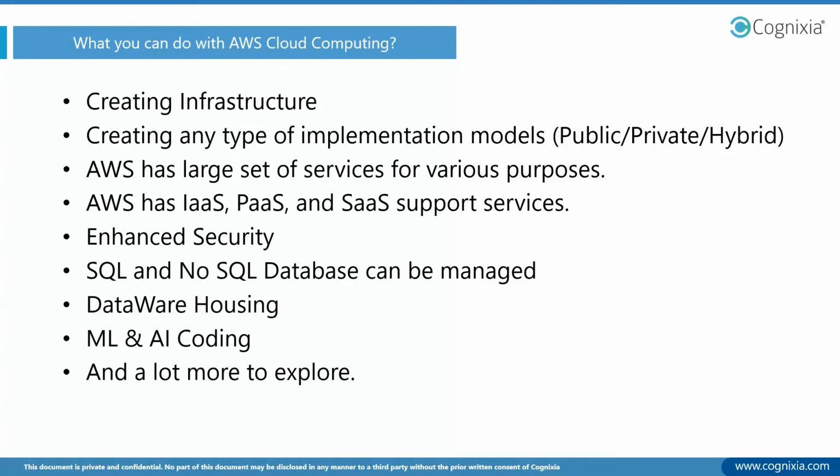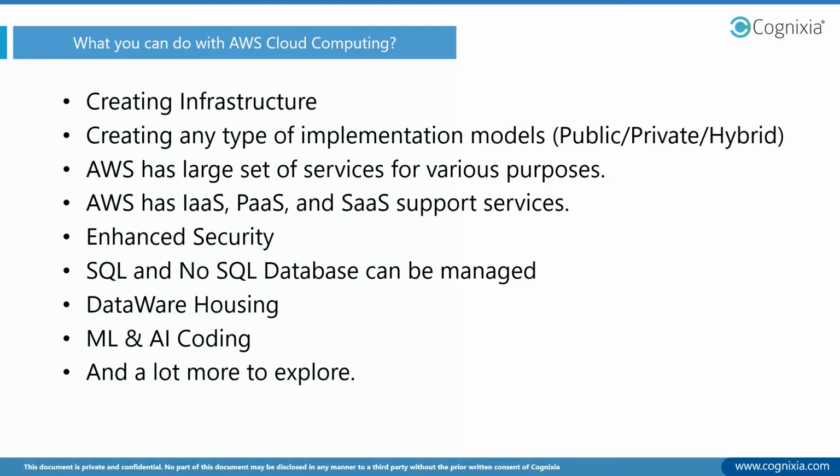Now, what you can do with AWS cloud computing: you can create infrastructure, and you can create any type of implementation model like public, private, or hybrid. AWS has a large set of services for various purposes. AWS supports infrastructure as a service, platform as a service, and software as a service. And we have enhanced security in AWS. SQL and NoSQL databases can be managed. SQL is basically managed by RDS, NoSQL managed by DynamoDB.